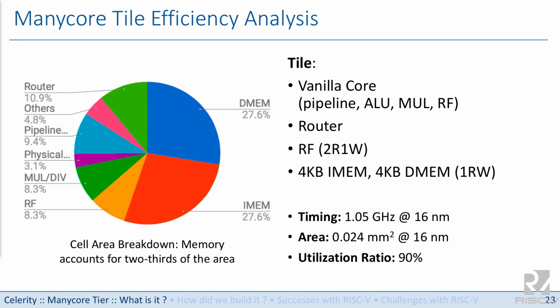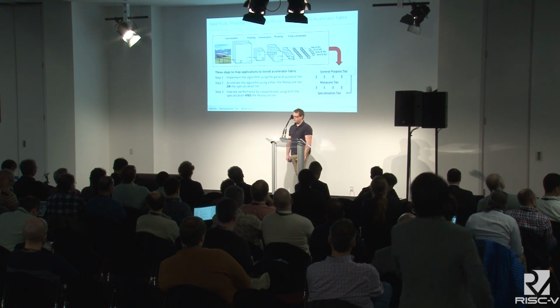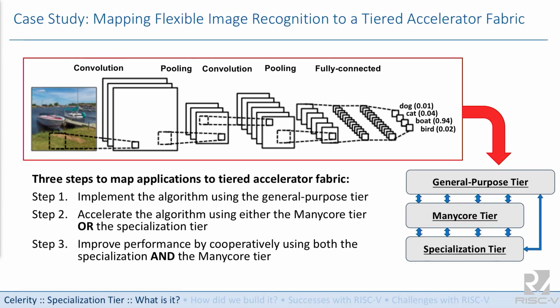Okay. So this is a breakdown of the Manycore tile. And if you look at the pie chart, you'll see that over 2/3 of it is just memory. So this is very, very efficient in terms of the overhead of the combinational logic. And we use single-ported memories for DMEM and IMEM for area efficiency. Okay. So let me talk about the specialization tier very briefly. RISC-V has not yet defined a standard for neural networks, I think, but maybe it's coming. We'll see.